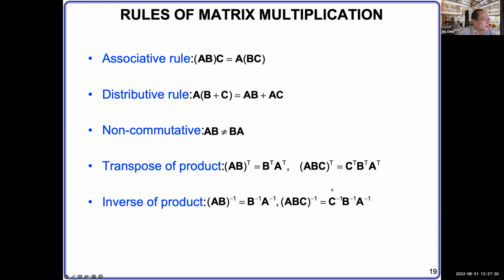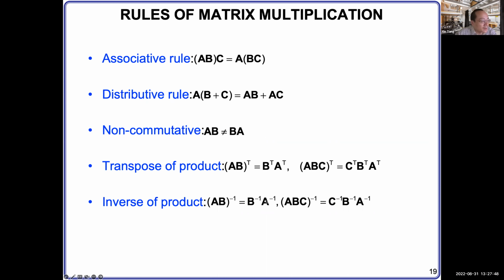Same thing happens with the inverse. If we have the inverse of A times B, it equals B inverse times A inverse. Remember, for matrices, the direction, the order, is very important.